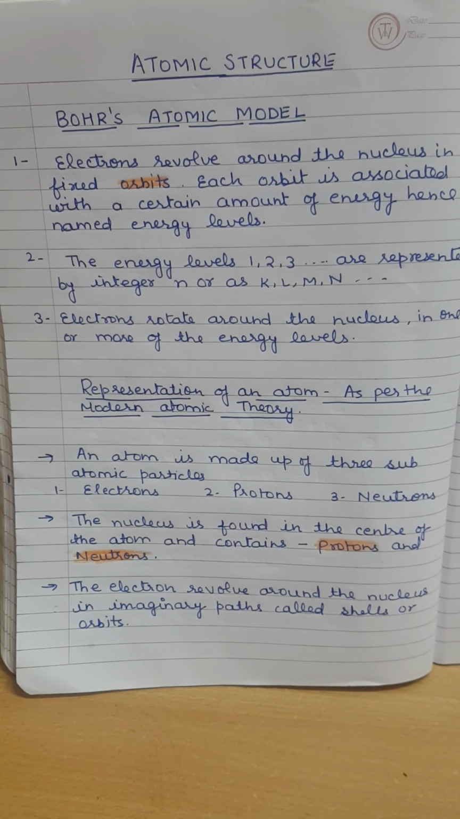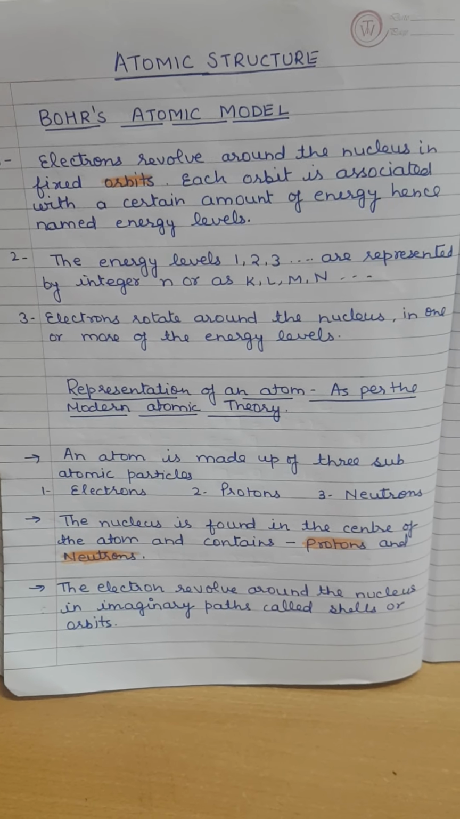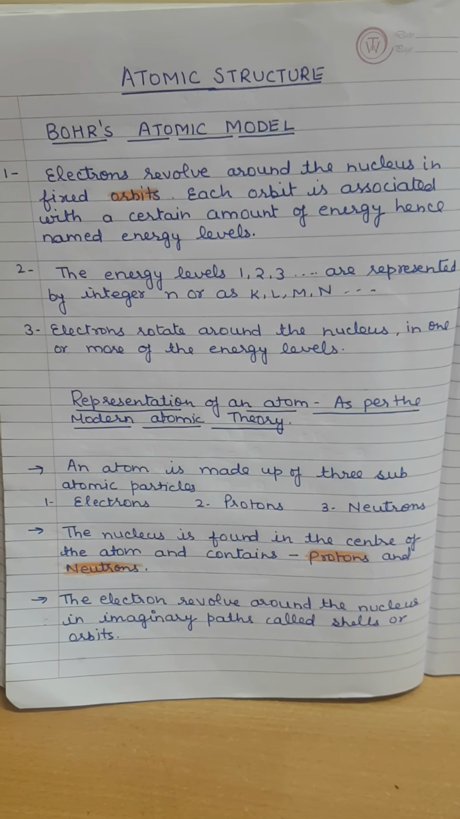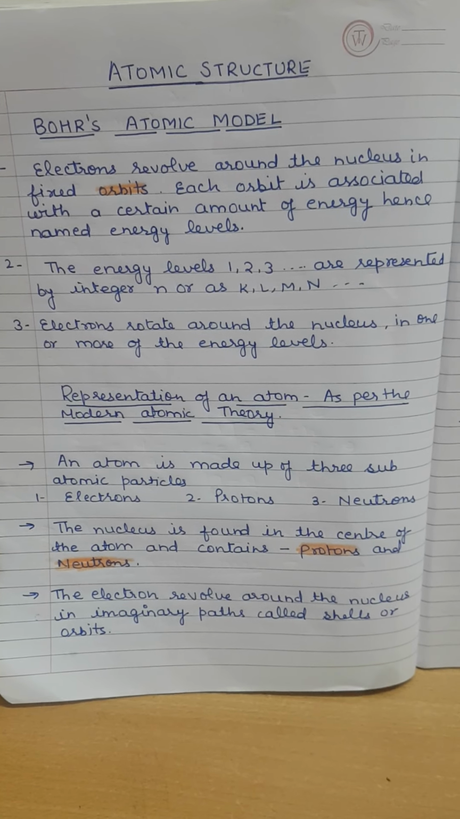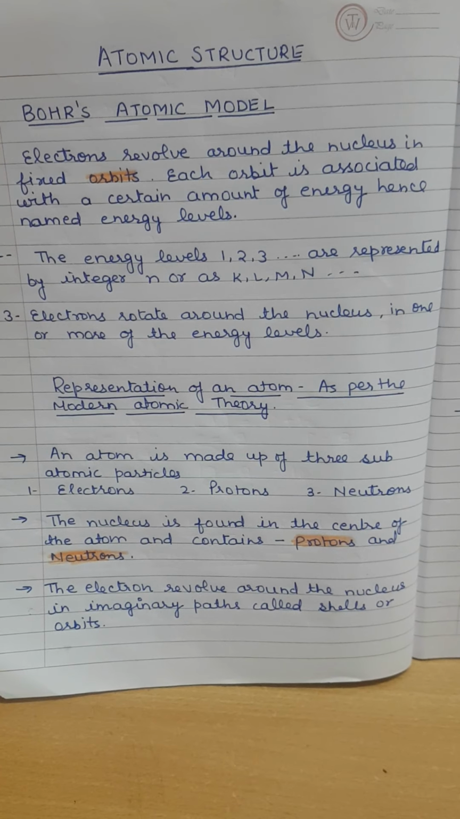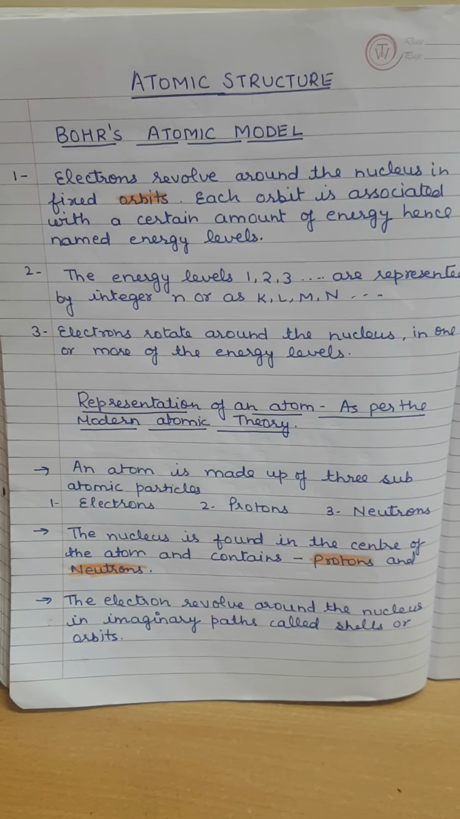The energy levels 1, 2, 3 and so on are represented by n, or you can say K, L, M, N shells. Electrons rotate around the nucleus in one or more of the energy levels.